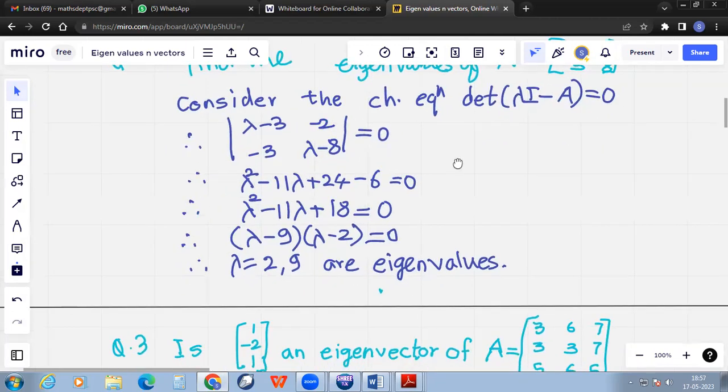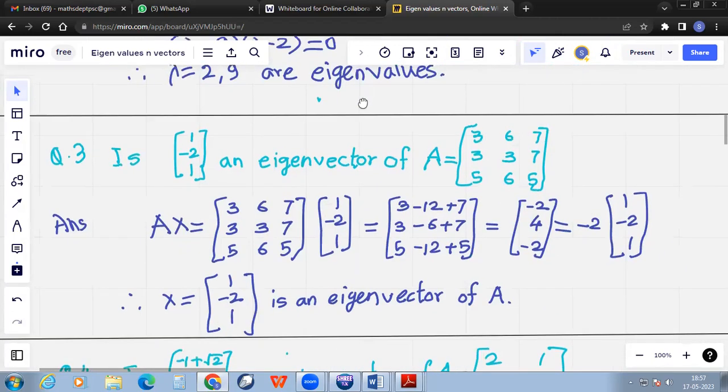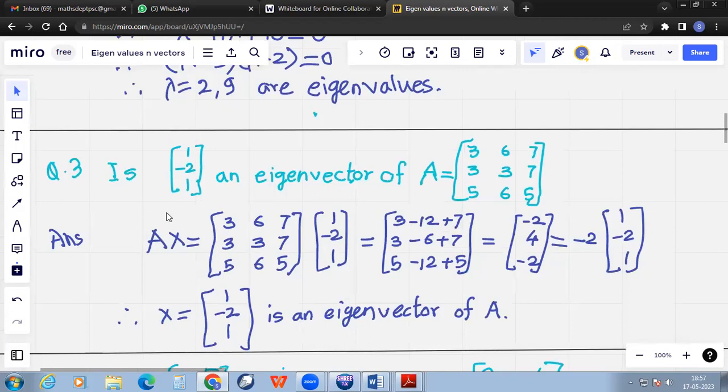Now let us move to the third type of question. The question says, is this column vector an eigenvector of A? A is given, the vector is given, and they are asking us whether this is an eigenvector. When do we say this is an eigenvector? If multiplication by a matrix equals multiplication by a number, then we say it is an eigenvector.